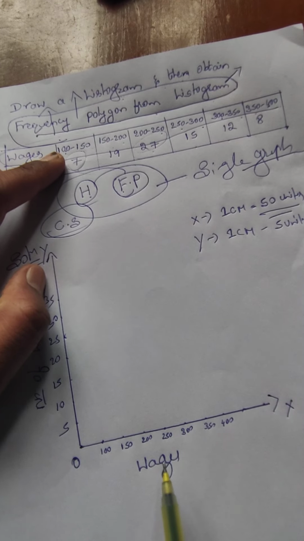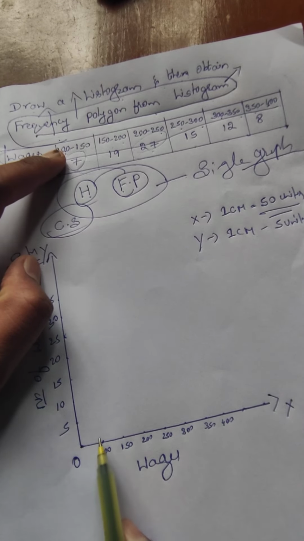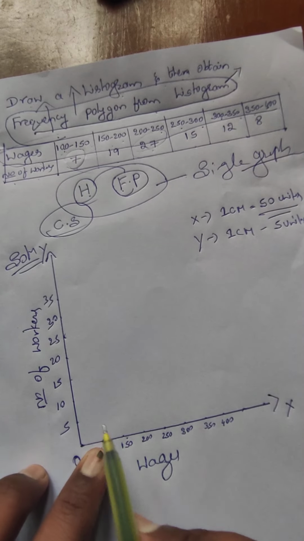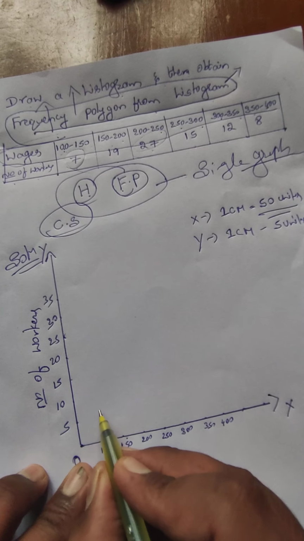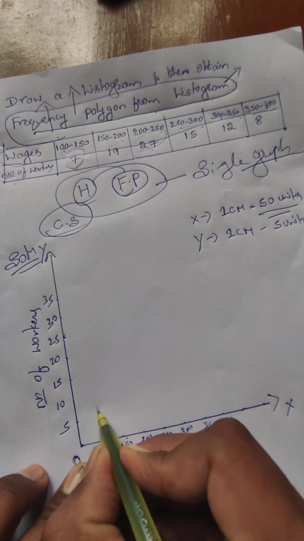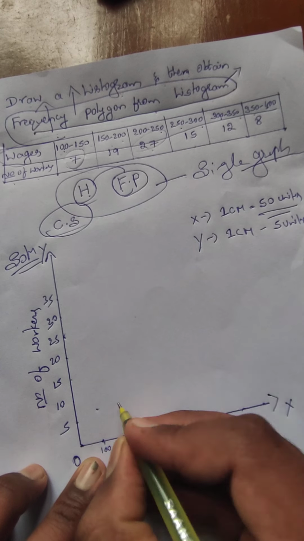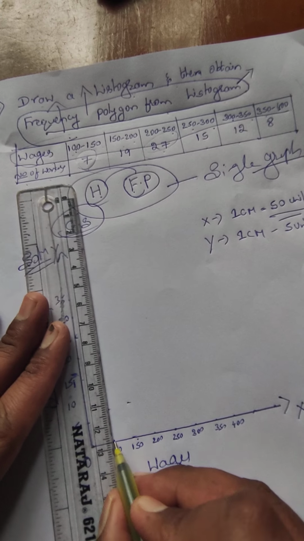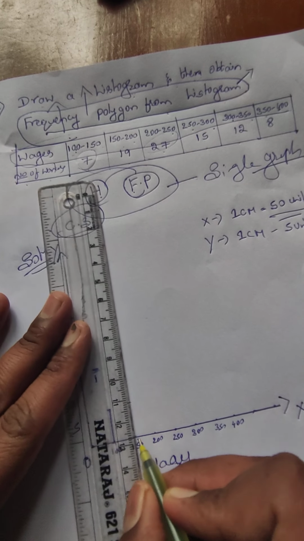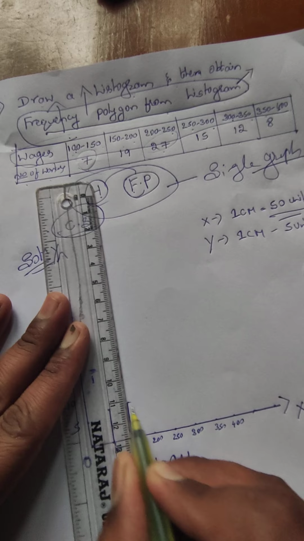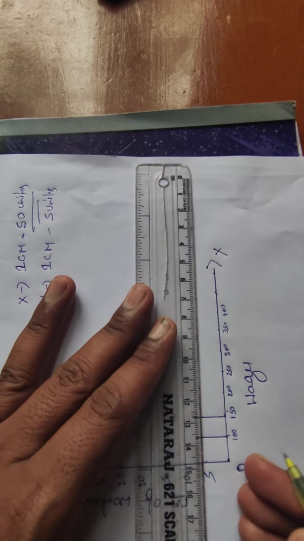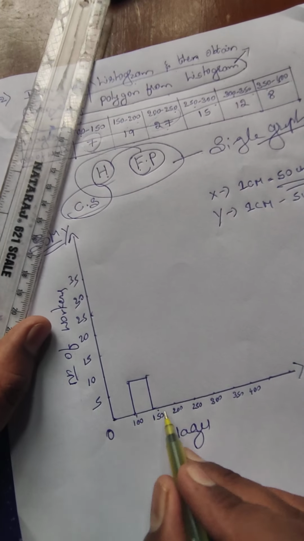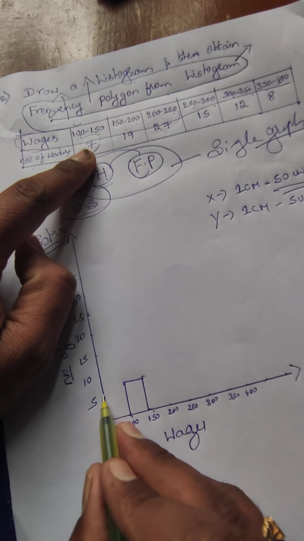Next we have to draw the histogram first. The histogram starts with wages from 100. For 100 to 150, the number of workers is 7, so we have to mark that. We have to draw a rectangular histogram. 100 to 150, number of workers is 7.